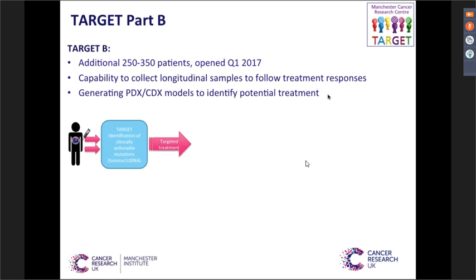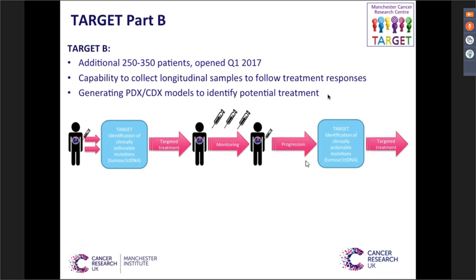We're now going to recruit an additional 250 patients. This has been open just over a year now. All the data I've presented so far was generated from an initial blood draw, but we've adapted the trial now to allow us to do this longitudinal analysis, which I've gone on about, which we hope will be useful.